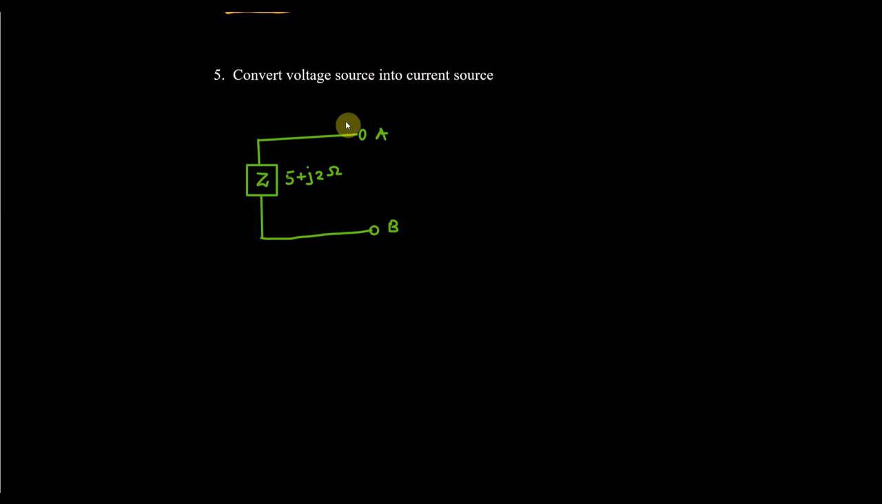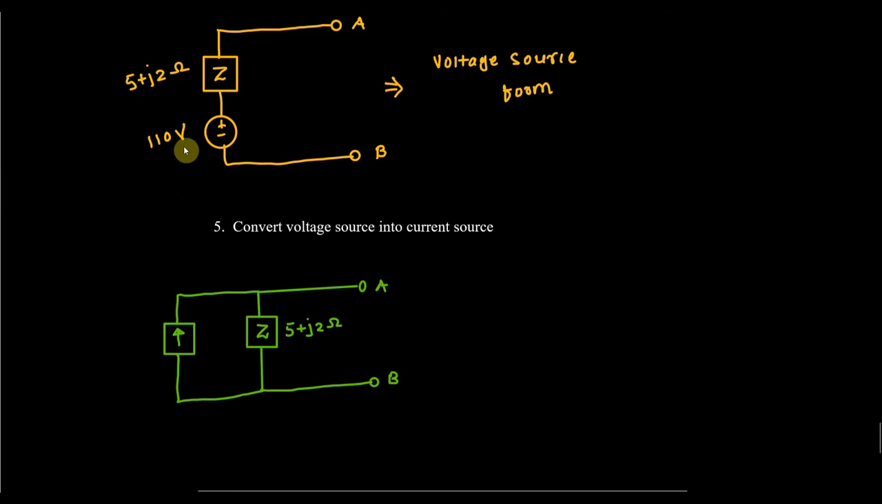Now we have to convert into a current source, and impedance is always connected in parallel with the source. So here I will draw the current source. The impedance is in parallel with that source. This will be the arrow, and the value of the current source, that is I, is equal to the voltage, 110 volt, divided by the value of the impedance, 5 plus J2.